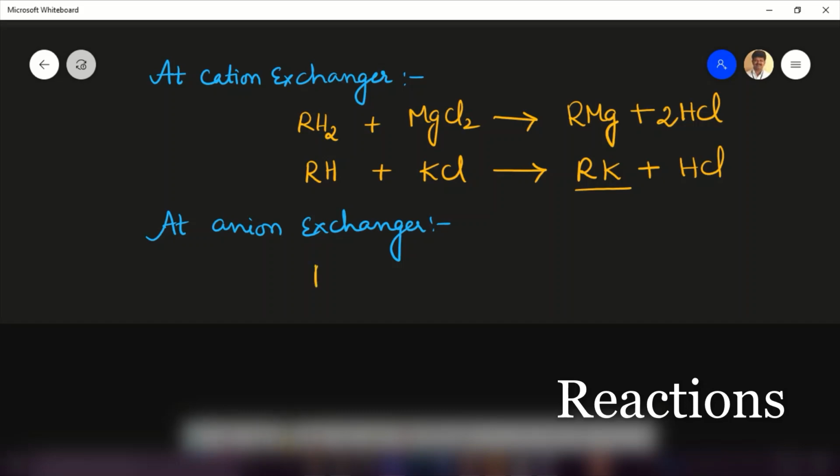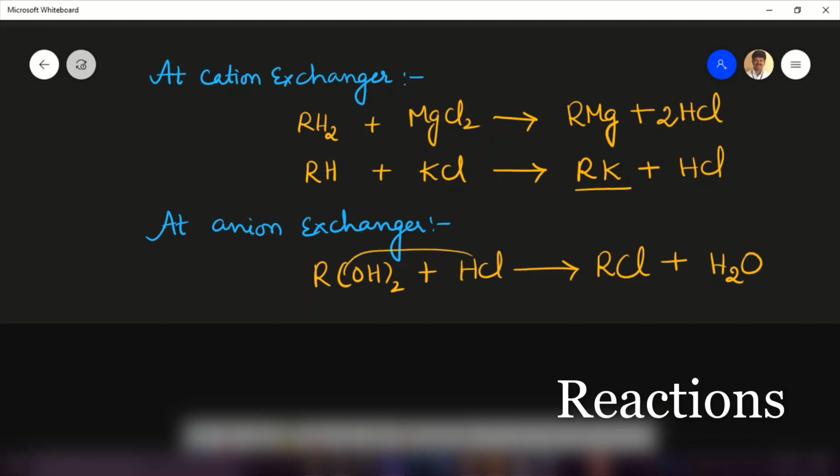We are going to represent the anion exchange resin as ROH or ROH twice, for our convenience. Now the water free from cations is passed, and the anion exchange resin takes up the anions from the water. So H and OH combine to form water. So this is how both cations and anions are removed from the water by ion exchange resins.